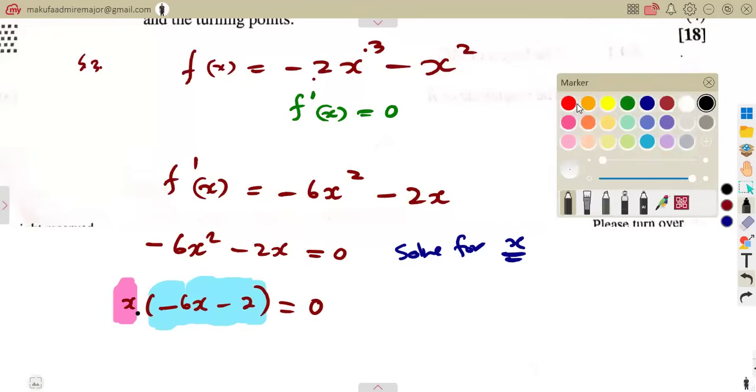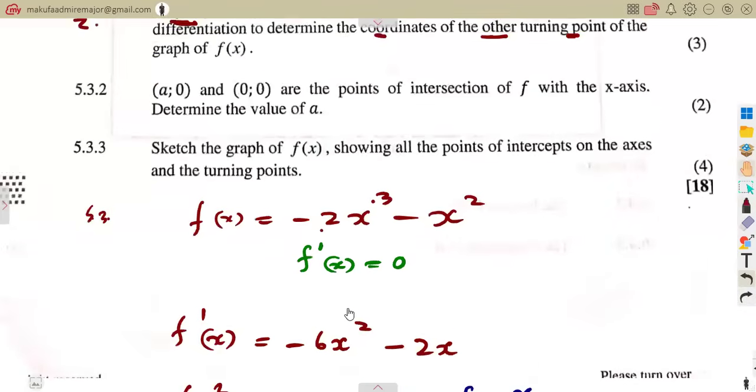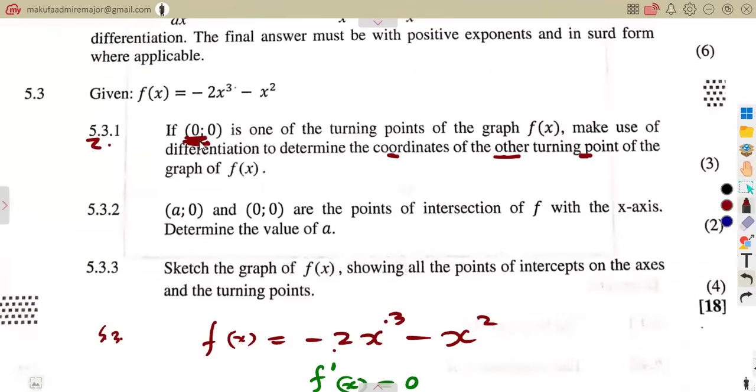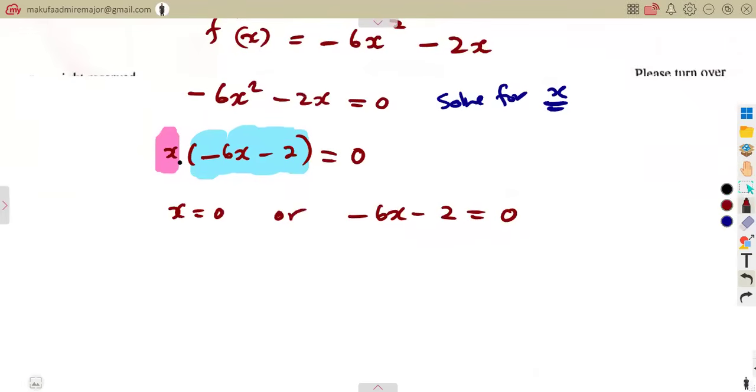That's where we have our solutions now. X must be equal to 0, or the minus 6x minus 2 is equal to 0. So at x is equal to 0, it is this one that we are already given here. The first one where they told us, this one. X is equal to 0. If you were to substitute it here, we're going to say that y was equal to 0. So this one is already given.